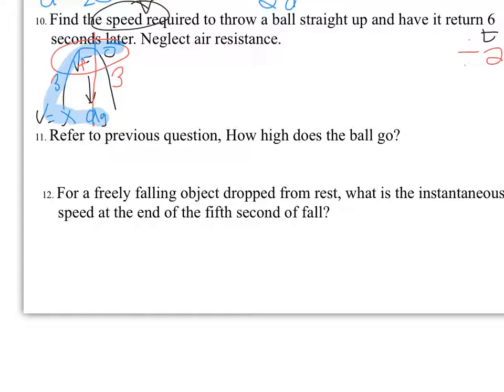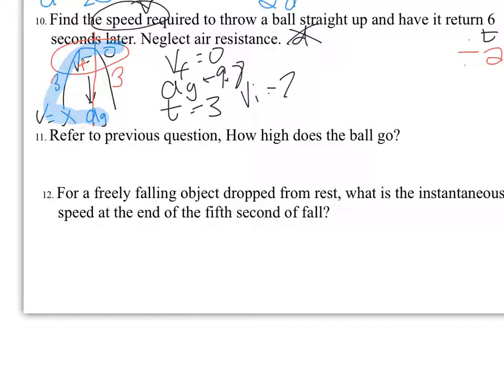So this is the information that I'm going to use. I don't have a displacement. So because I don't have a displacement, I'm going to avoid using an equation that needs displacement. So if I have velocity final of 0, I have my acceleration of gravity, negative 9.8. I'm going to use my time as 3 seconds. I can figure out my initial velocity. The equation that has these 4 letters would be acceleration is final minus initial over time.